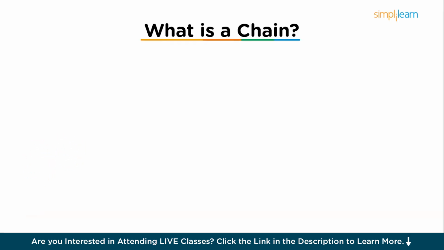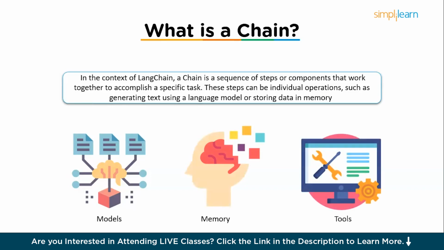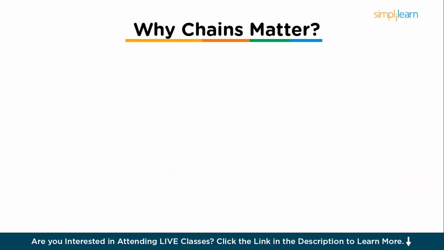Now, let us understand what is a chain. In the context of LangChain, a chain is a sequence of steps or components that work together to accomplish a specific task. These steps can be individual operations such as generating text, using a language model, or storing data in memory. A chain can link different parts of the process like the model, the memory, and the tools, ensuring everything flows smoothly from one step to another. Think of it like a relay race where each runner passes the baton to the next runner, completing the task as a team.